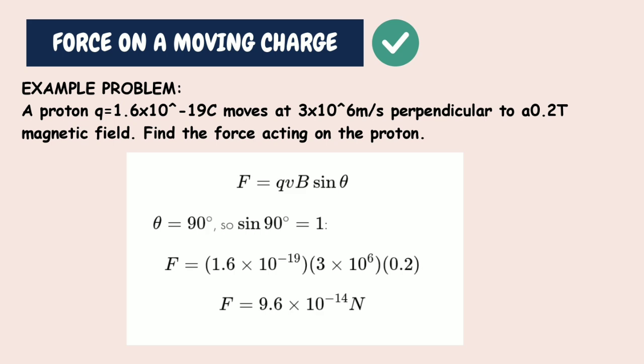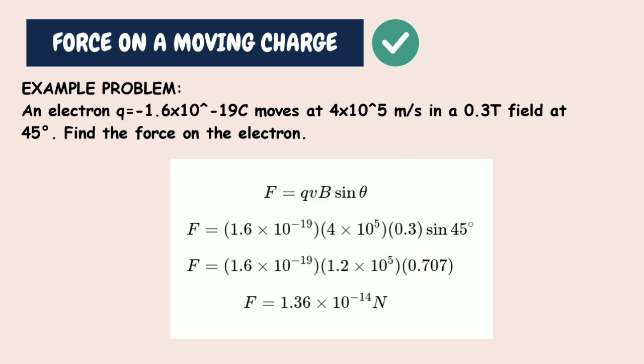As we find the force acting on the proton, by substituting all these values, we get the answer F equals 9.6 times 10 raised to the power of negative 14 N. In this example, an electron, Q equals negative 1.6 times 10 raised to the power of negative 19 C, moves at 4 times 10 raised to the power of 5 meters per second in a 0.3 Tesla field at 45 degrees. So find the force on the electron.